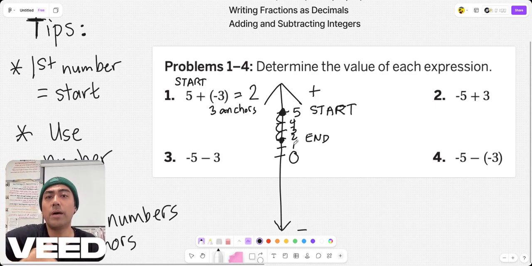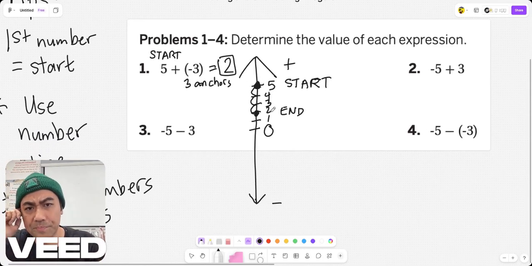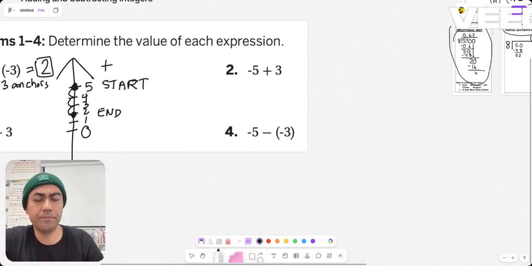Be careful about your positives and negatives. Make sure your positives and negatives are correct. So make sure you identify that. So our final answer is 2. I mean, yeah, +2. All right. Let's try the next one.